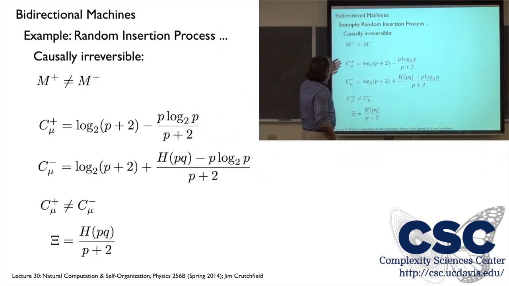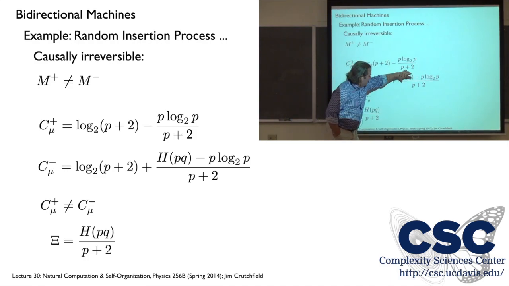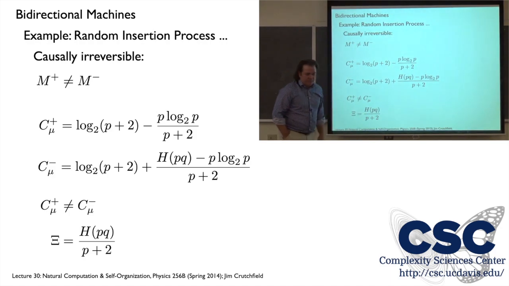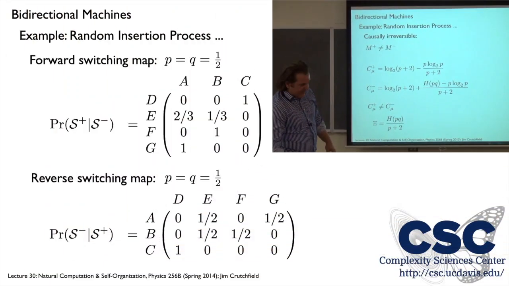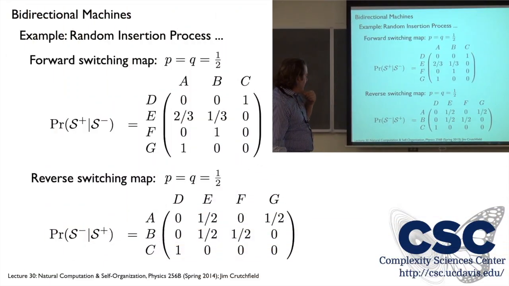and in this case it's obviously causally irreversible because the machines aren't the same. Then we can calculate, given the asymptotic state distributions, the forward and reverse stored information, and then can also calculate the causal irreversibility. It's just the difference here. Basically, just this term here pops out. Okay, and also the switching maps for it.